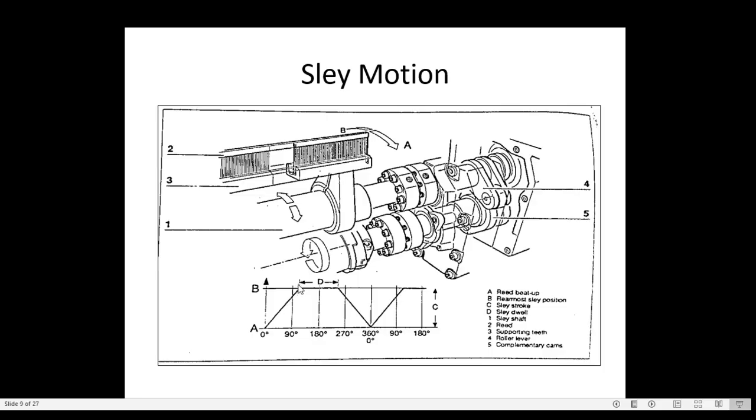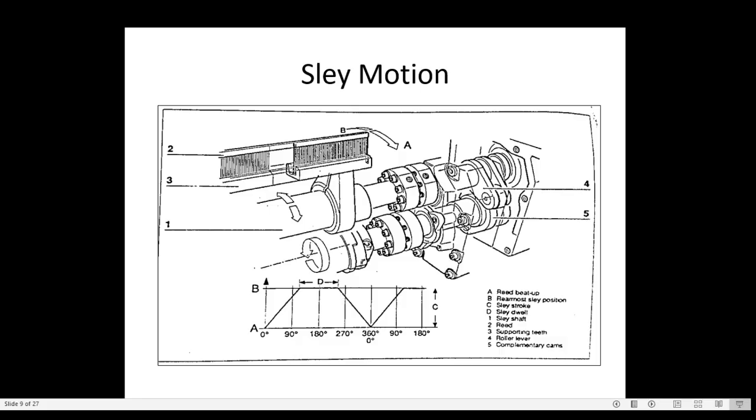So from A to B means what? From 0 to 110 degrees the sleigh goes back. So A is the forwardmost position, B is the backwardmost position of the sleigh. A is the fell of the cloth here. So we can see 110 here. From 110 to 240 degrees, D is there, the dwell in the sleigh. The sleigh is at rest at the backwardmost position for the degrees 110 to 240 degrees. It is completely at rest.